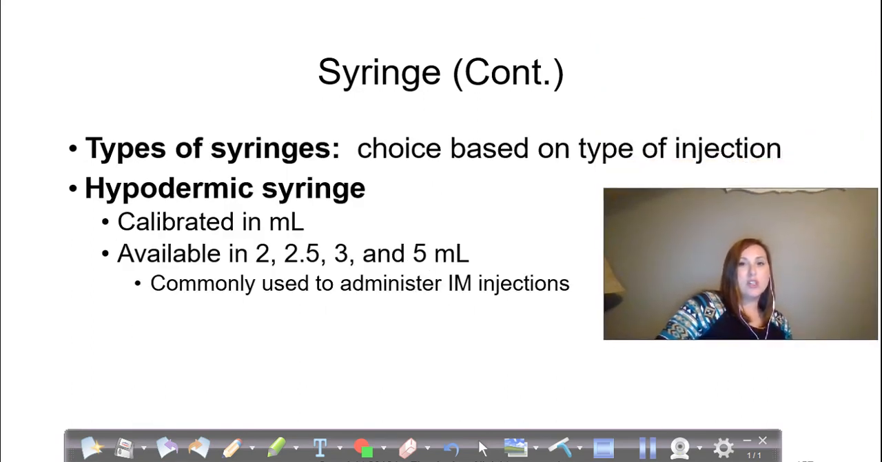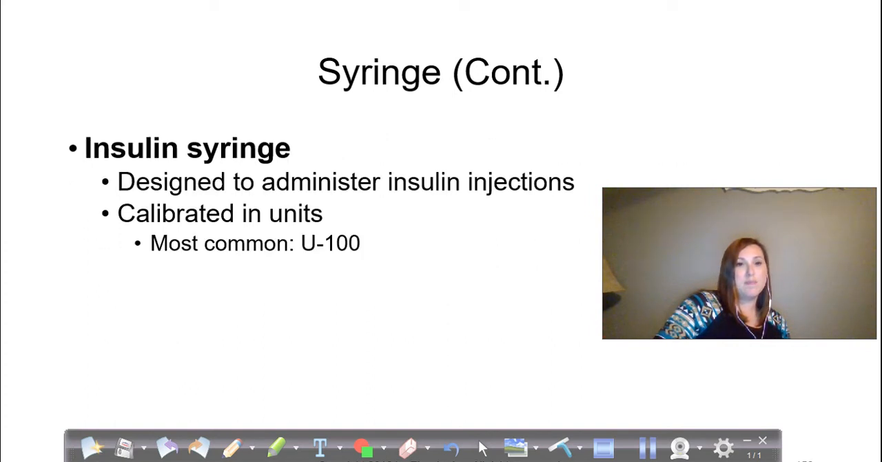So types of syringes, again, you're going to choose your syringe based on what medication or what type of injection you're giving. A hypodermic syringe is usually calibrated in milliliters. This is what I was talking about, the 2 to 2.5, 3, and 5 mLs. Those are what we use most often. You're going to see that 3 and 5 most commonly.